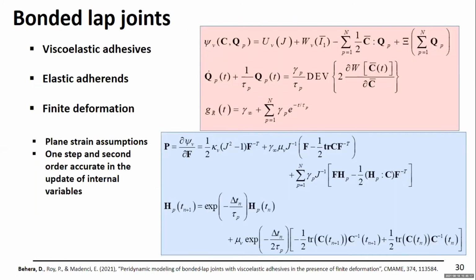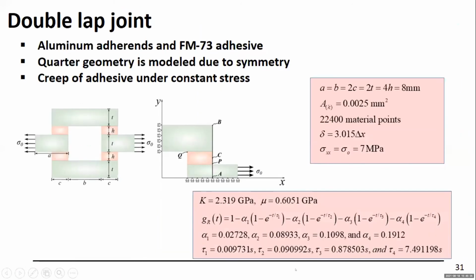So then we move on to another application where we have bonded lap joints, where you have viscoelastic adhesive, you have elastic adherends, you have finite deformation. I'm not going to go through all the details here, but the same idea, we're using the weak form of the non-ordinary state-based formulation. And I'll just go ahead and show you some examples here. You have these aluminum adherends, and you have this FM73 adhesive. We only model 1/4 of it.